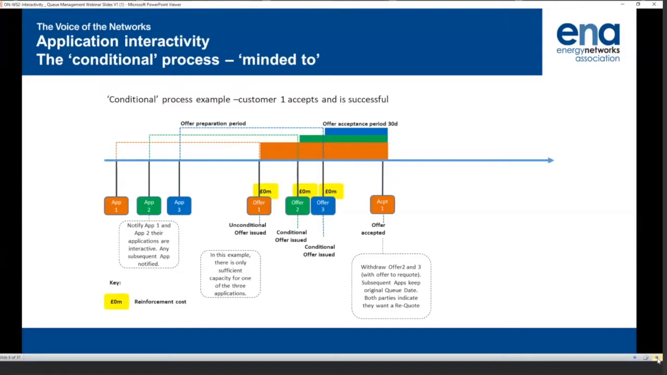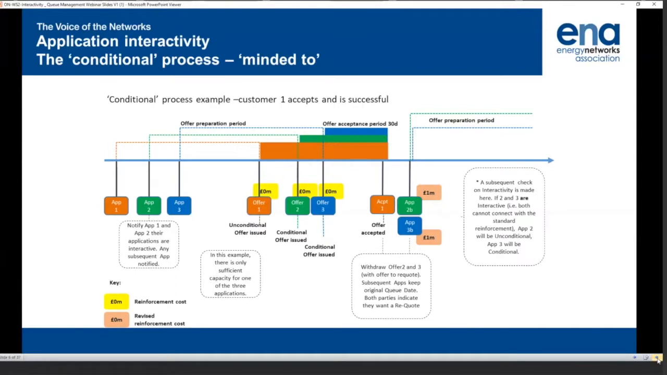If they choose to reapply, they'll keep their original place in the queue, but anyone else who may have made applications subsequently. So if you go to the next slide. So in this case, we've now got a reapplication, application 2B and 3B, if you like. If we just go to the next slide again, we're going to be now preparing their offers, and it's anticipated in that other box that's showing £1 million that there's going to be some sort of reinforcement for these 2 customers. We go to the next slide, and the next one.